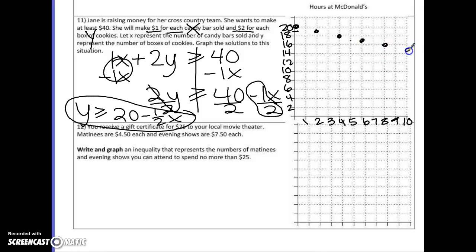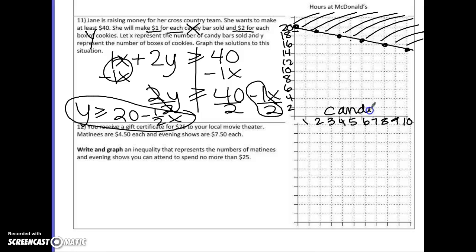It is equal to, so I am going to draw a solid line. And it is greater than, so the number of everything needing to be sold needs to be greater than, and in this case we said that the candy bars are the X, and then the cookies are Y. So they need to sell up here in this region so that they can make the amount of money, at least $40 that they're looking for.